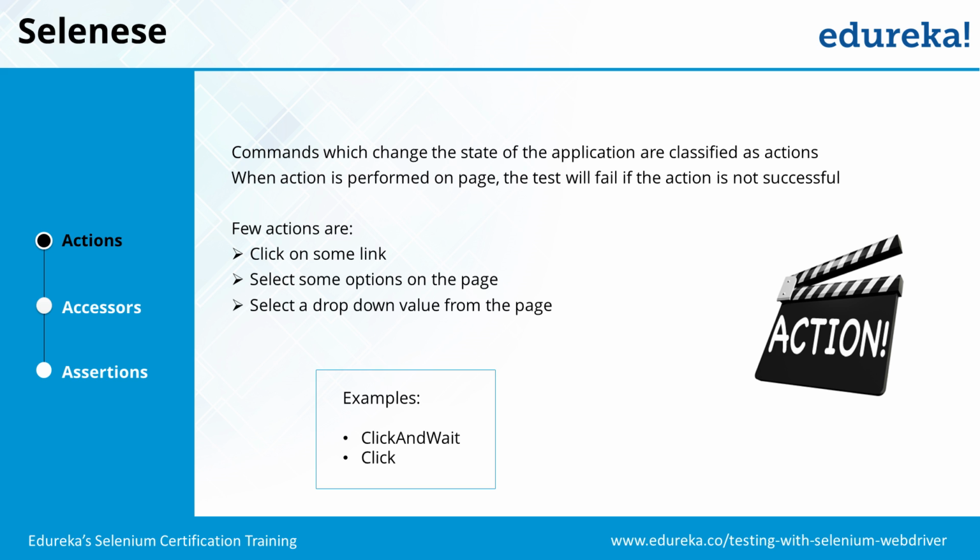So whatever you do manually with web application, almost everything can be turned as action, because that's an operation on the user part that you want to do to change the state of the element. Examples are click and wait and click. So these are basically the actions. Like I want my Selenium script to click on a particular button and wait for some time. So that's where click and wait comes into picture. The second one is the click. So it's a normal click being performed.